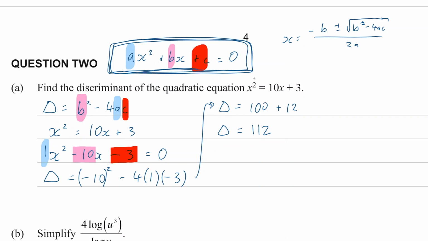All right, and now I want you to try taking the x squared to the right-hand side. You'll have different values for a, b, and c, but you should get the same discriminant.